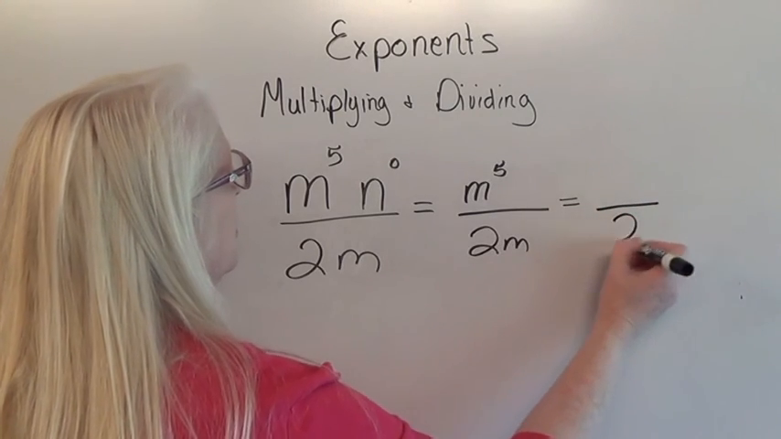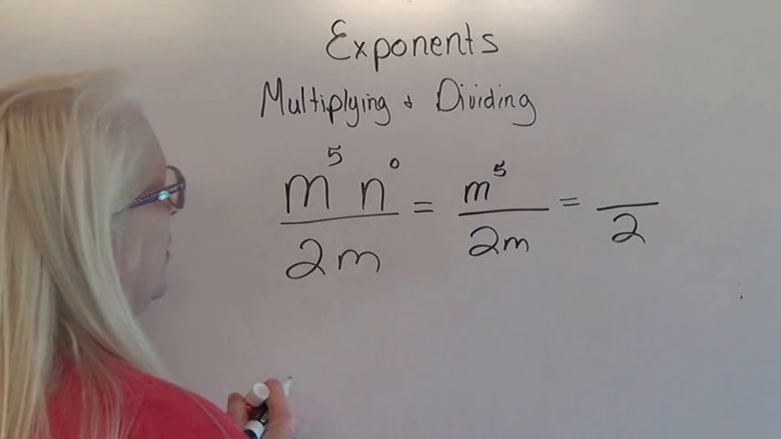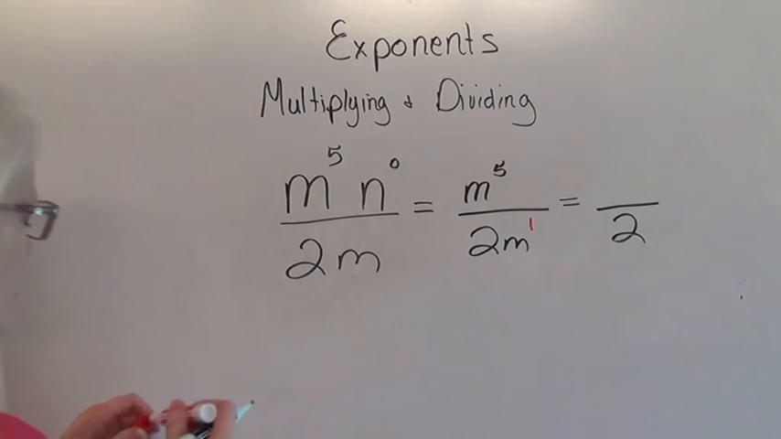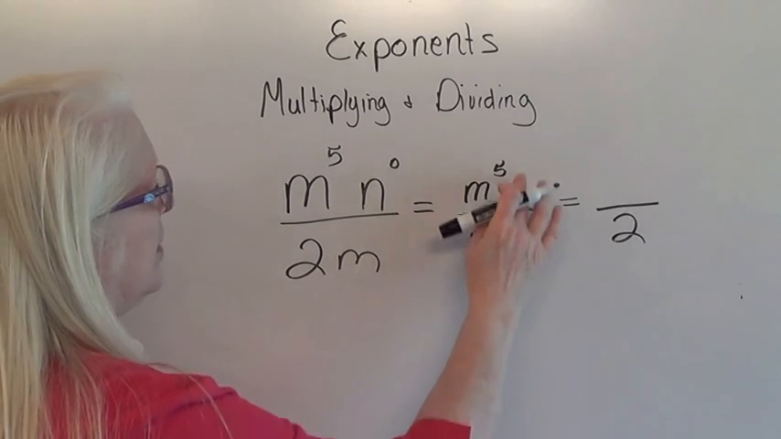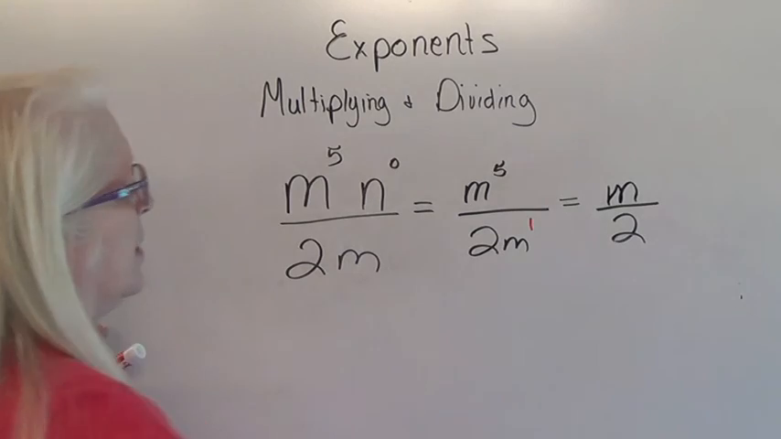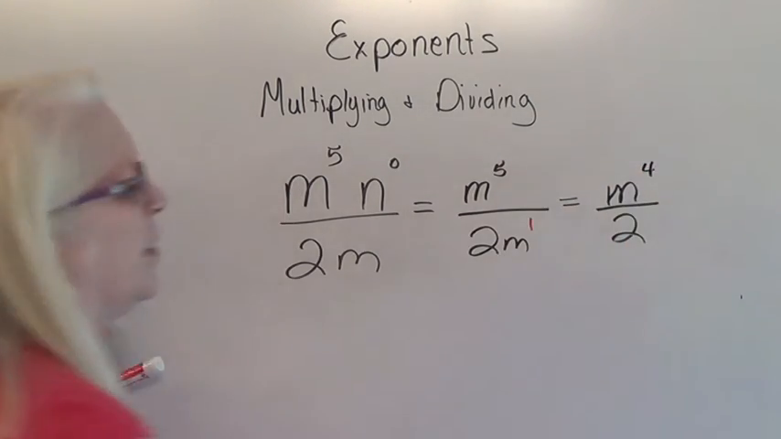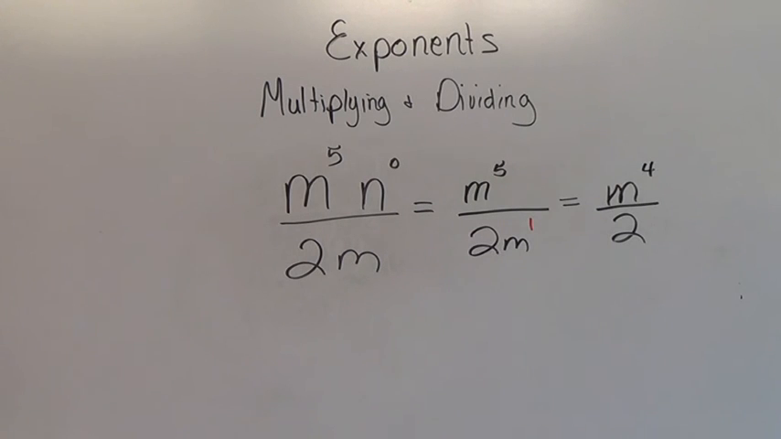And now I'm just going to simplify it. So my 2 is going to remain in the denominator. I've got 1m on the bottom with an understood exponent of 1. They're dividing same bases, so I subtract the exponents. So I've got more m's on the top, so my answer is going to remain in the numerator, and 5 minus 1 is 4. And so that's the answer, m to the 4th power over 2.